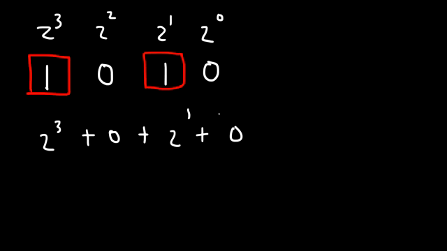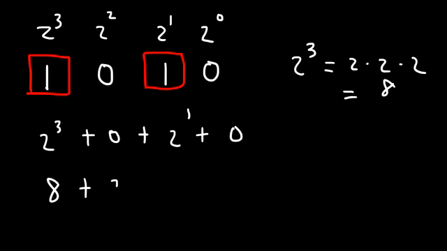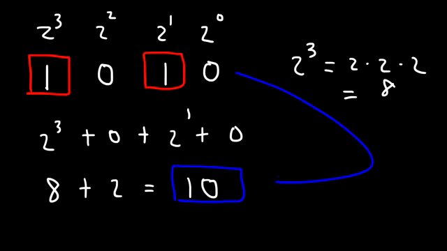Now, let's add up these numbers. So what is 2 to the third power? 2 to the third power is 2 times 2 times 2, which is 8. 2 to the first power is simply 2. So we're going to get 8 plus 2, and so the answer is 10. So the binary number 1010 has a value of 10.